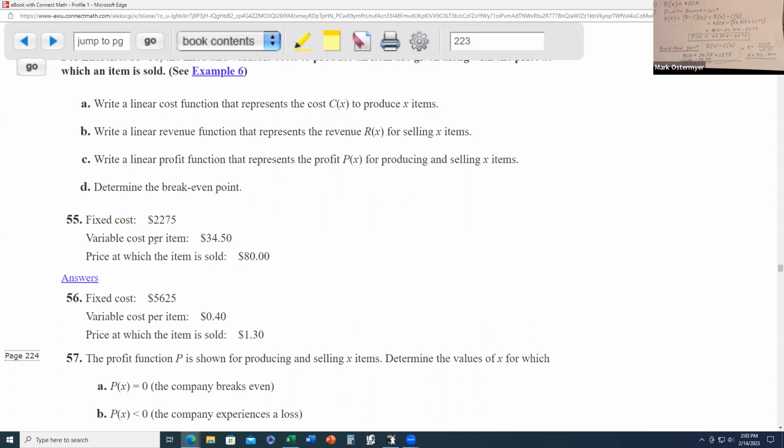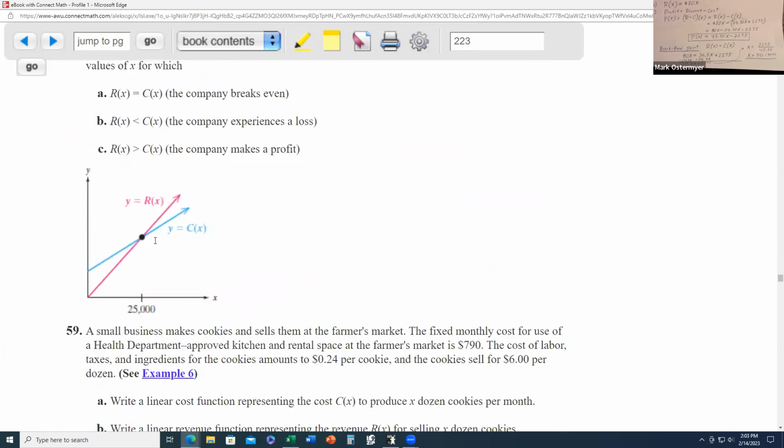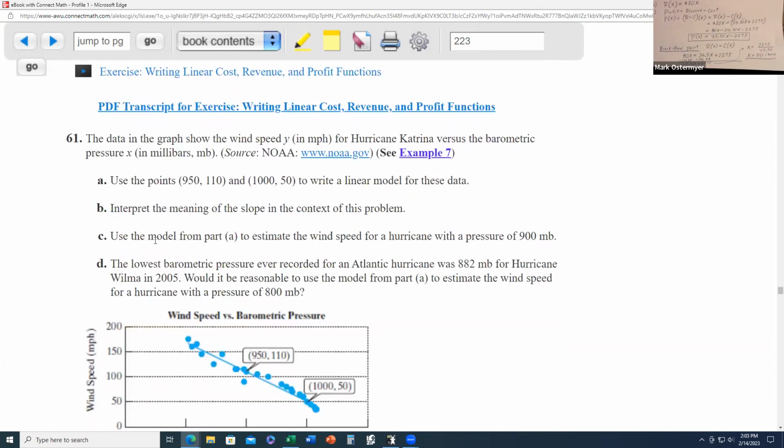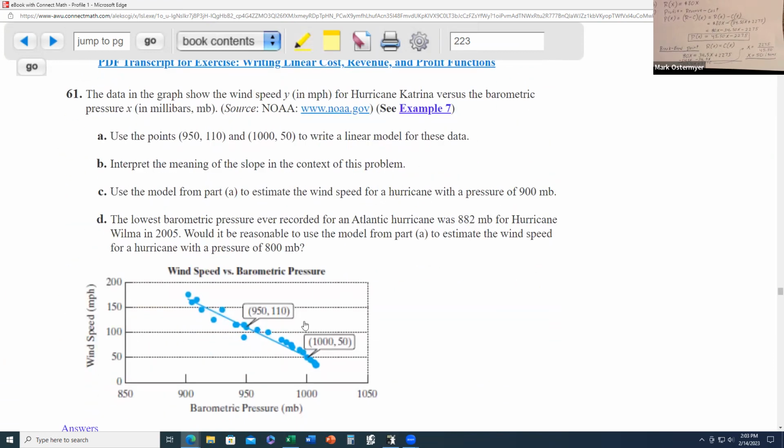All right, let's try number 61 here. Here we go. We're going to look at this problem.